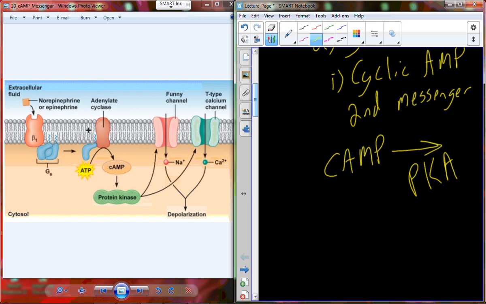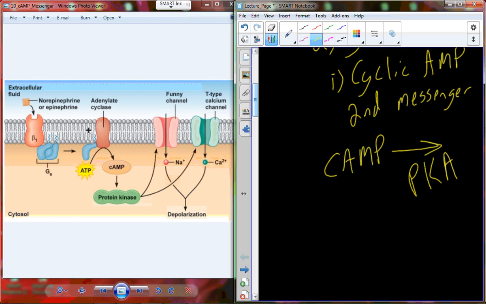So that could be additional enzymes, or in this case, it could be your funny channel and your T-type calcium channel. Those get phosphorylated. Whenever we bind something to a protein, that protein goes through a conformational change and a functional change, right? So in this specific case, we're opening up the funny channel, and that allows sodium to rush into the cell. We're also opening up a T-type calcium channel, and that allows calcium to enter the cell. The physiological chain that happens here is a depolarization event. Now, all of this, from protein kinase A through the specifics of what's happening to make the physiological change, is going to be different depending on what type of hormone it is.